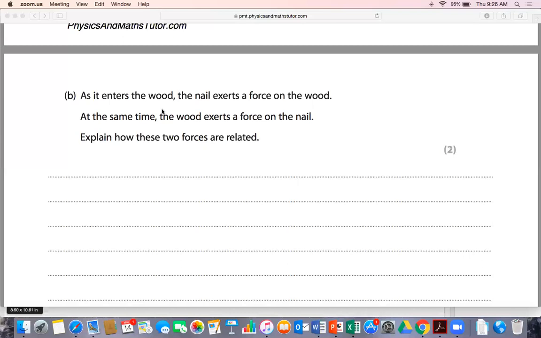No. But why is it that the wood exerts a force on the nail? If let's say you're hammering the nail into the wood, you're just hammering it in. You're not pushing the wood from the other side so that the nail will go in faster. But why is it that the wood exerts a force on the nail? Where is that coming from?